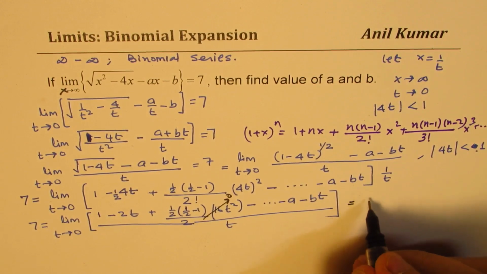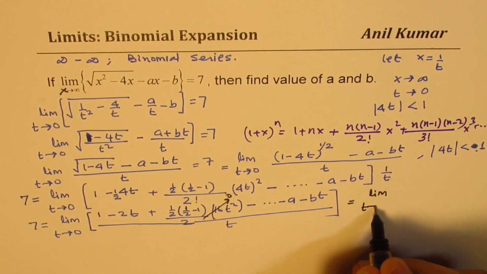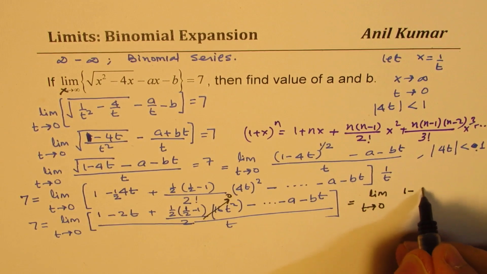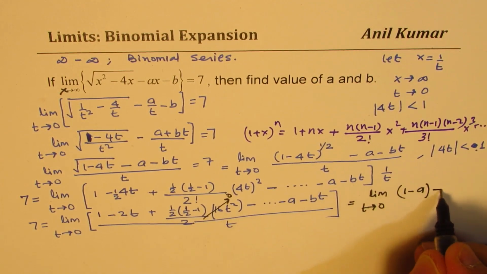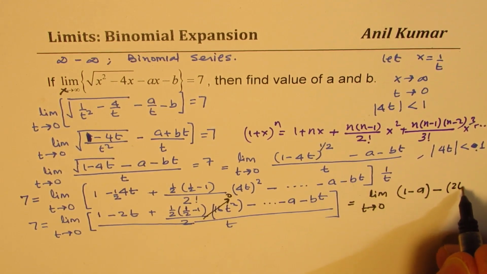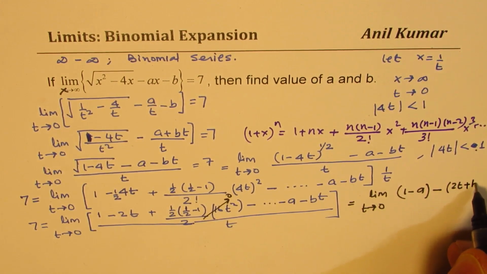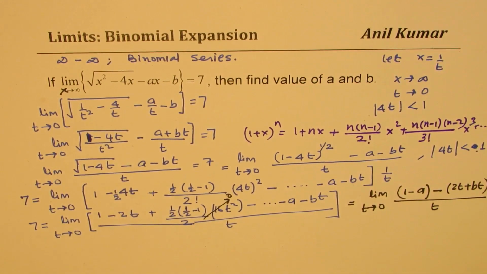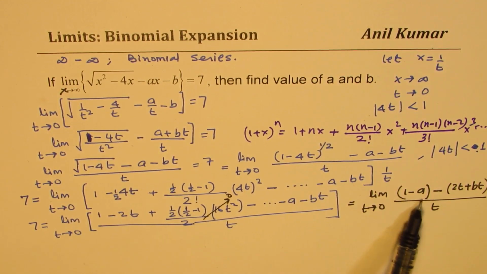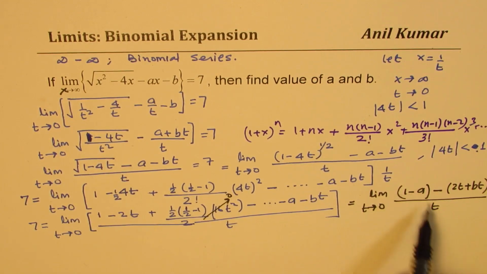So you could write this as limit t approaches 0, 1 minus a, right? That is one term which is left. And then if you take minus common, we have 2t plus bt, right? These are the t terms left over. Now if this has to have a limit, in that case, 1 minus a should be equal to 0. Correct?